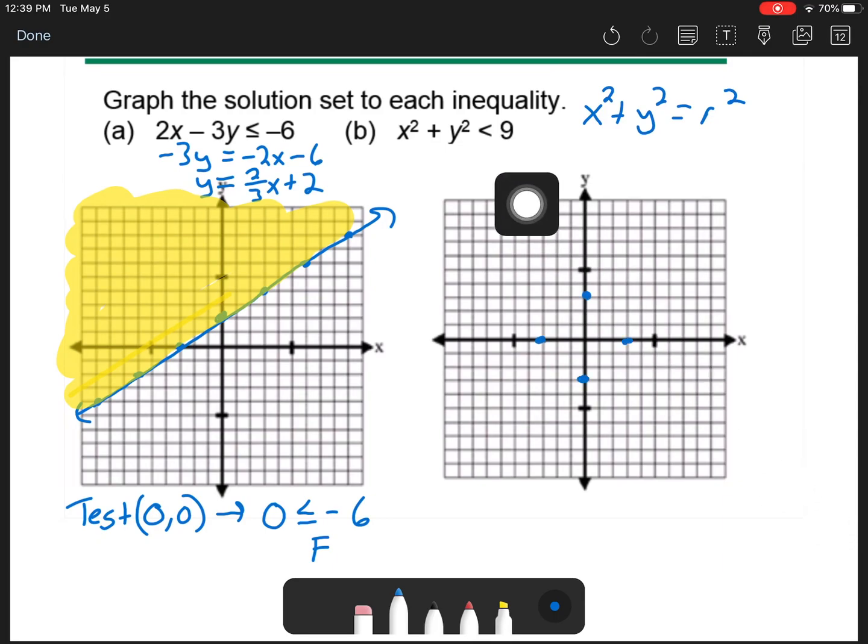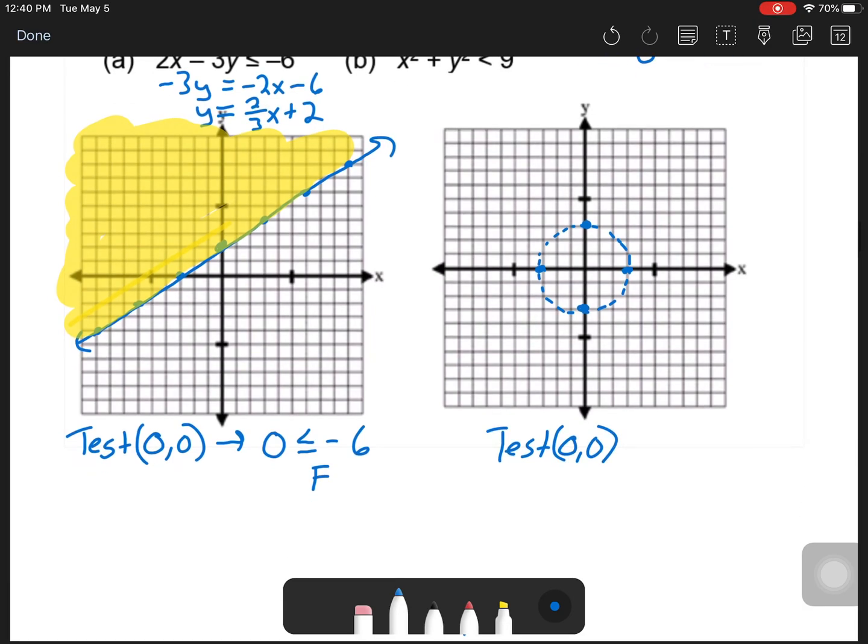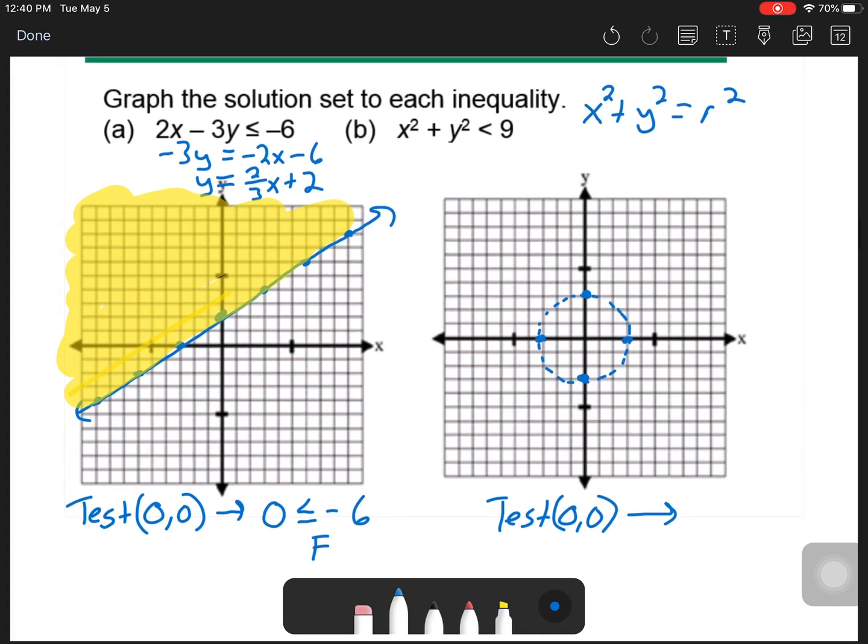Okay, and again, like I said, because in this one there's no bar under that for or equal to, my boundary should be a dashed boundary. Something like that. And again, our graph does not go through the origin, so let's test the origin, 0, 0. And we're just plugging it into our inequality. And so if I were to put in 0 squared plus 0 squared, that's still 0. So left side is 0, and then I have is less than 9.